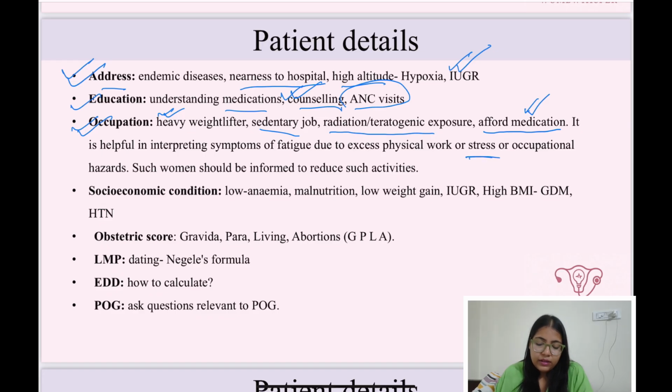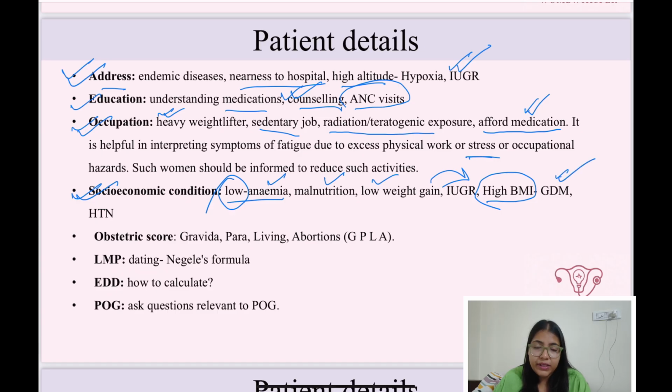Similarly, socioeconomic condition will tell about anemia. If the socioeconomic condition is low, like she belongs to the lower middle class or low economic group, then there is risk of anemia and malnutrition, which will subsequently lead to low weight gain in pregnancy, leading to IUGR. And if the BMI is high, mostly due to socioeconomic condition, the patient may eat whatever she likes at any time. There may be overeating, which may lead to GDM, hypertension.